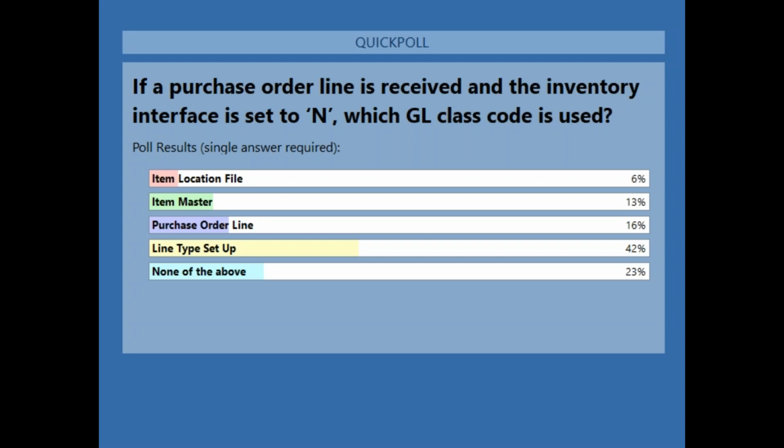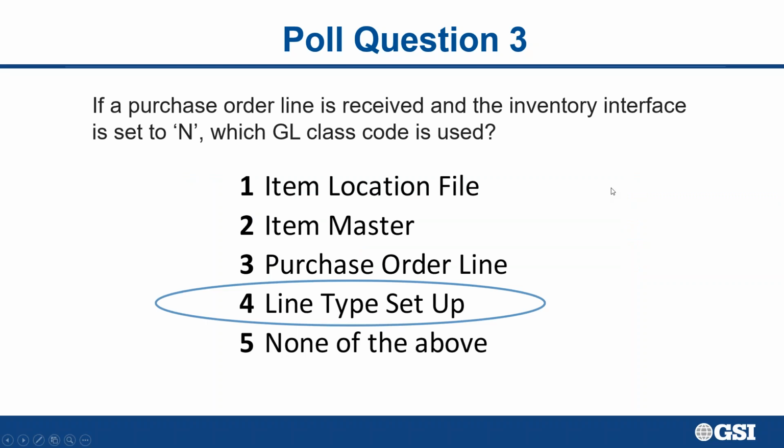Okay, even if it's an item number, if it's a valid item number, if you set that line type to N, the GL class code is going to come from the line type setup. So on here, I have the line type setup circled. That's really truly where it comes from, but it is going to default on the PO line. So either one of those would have been a correct answer. So very good, guys, very good.